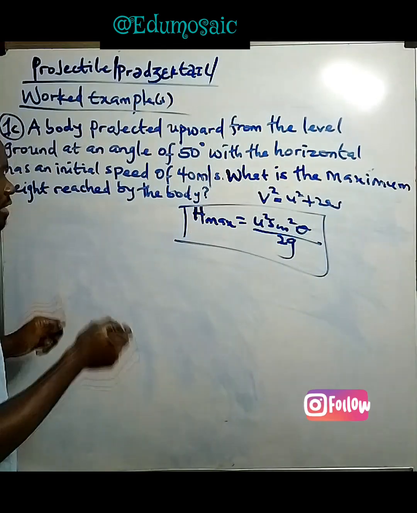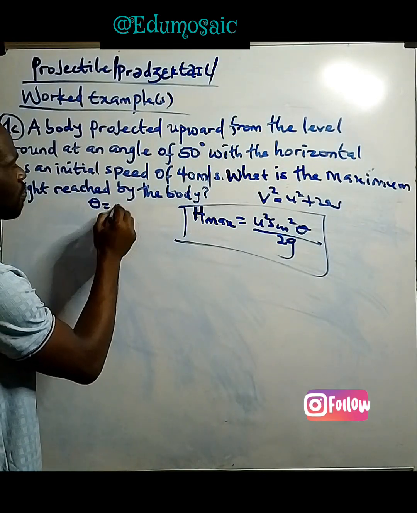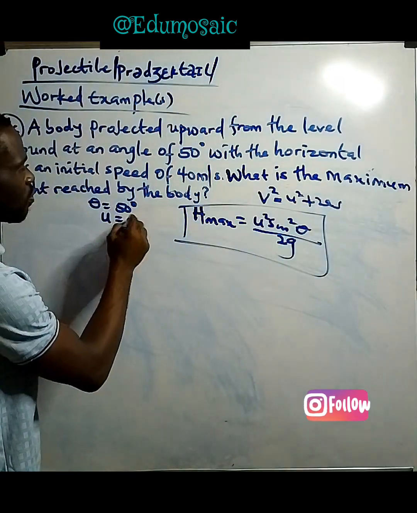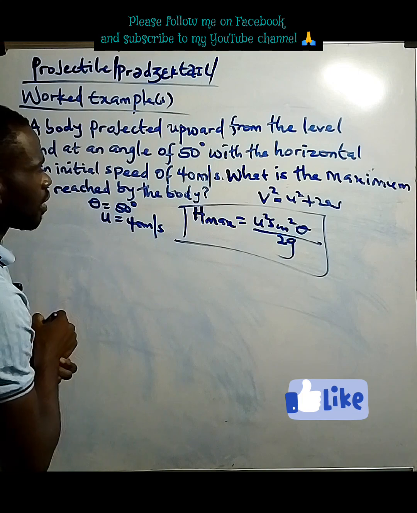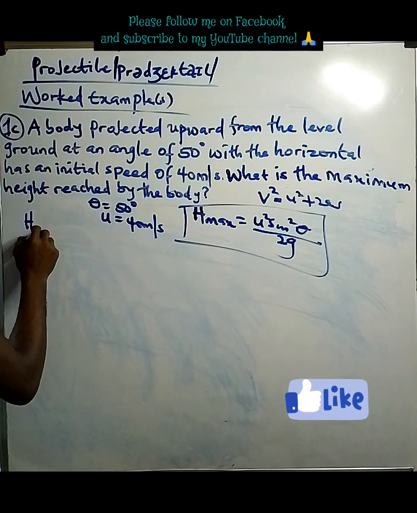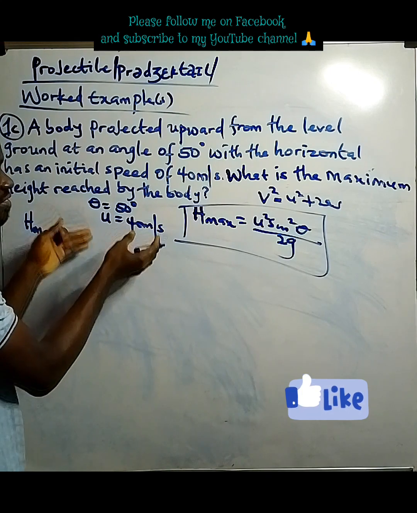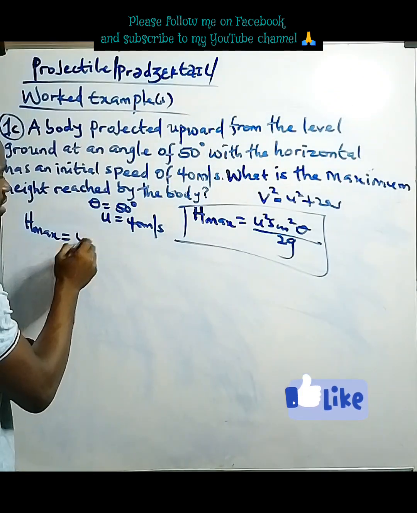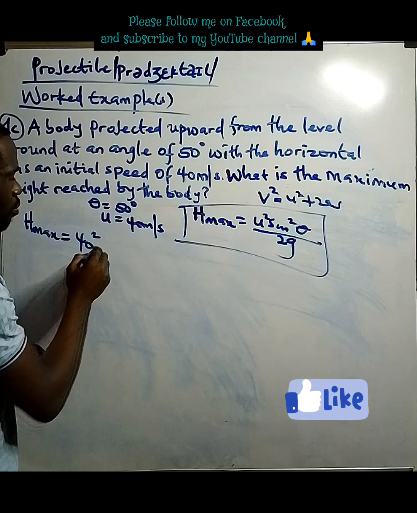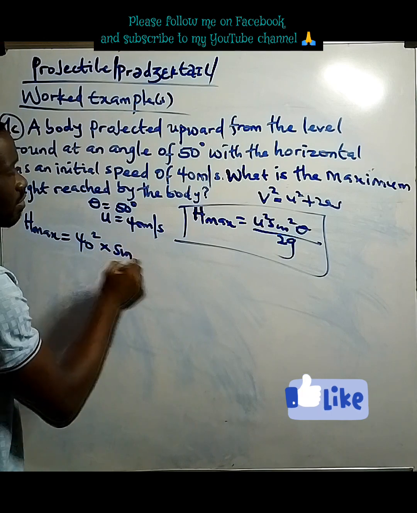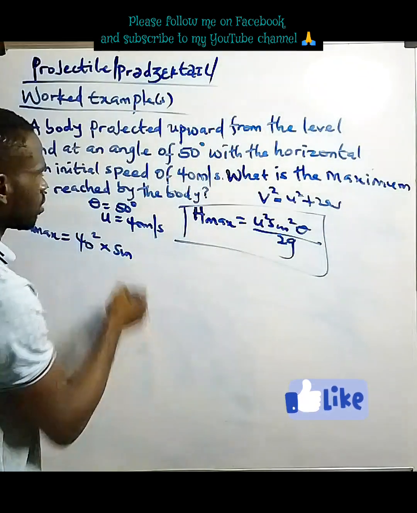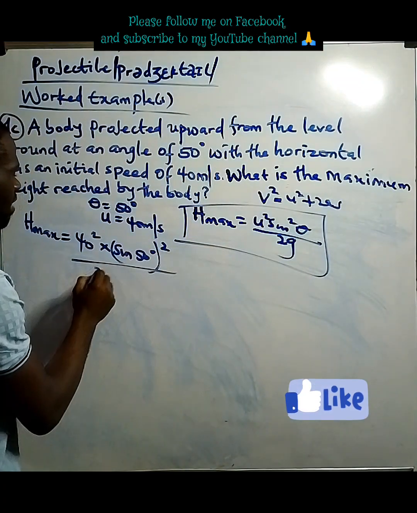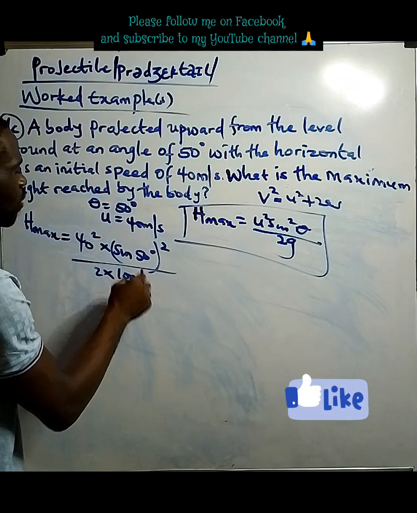So don't forget, we know what our theta is already. Our angle is 50 degrees to the horizontal, and the initial speed of projection is 40 meters per second. So what's the max height? H max, you're just going to fix these two parameters into the formula. So the max height is 40 raised to power 2 times sine 50 degrees raised to power 2, divided by 2 times gravity. Gravity is 10 meters per second squared.